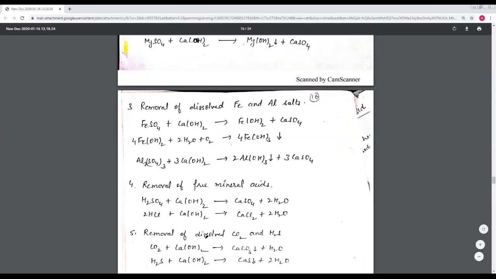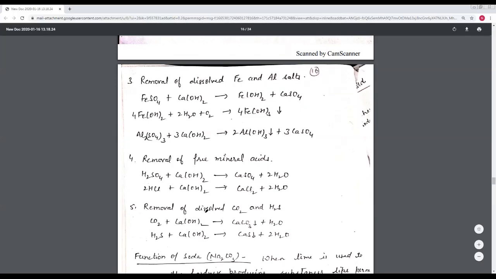This ferrous hydroxide, Fe(OH)2, is an unstable compound. So this ferrous hydroxide is further oxidized and converts into ferric hydroxide. This ferric hydroxide is the rust of iron, and it is stable. Another compound is aluminium. It is found in aluminum sulfate, and Al2(SO4)3 reacts with calcium hydroxide and gives aluminum hydroxide, which is found in the precipitated form. So here we can remove the precipitate of ferric hydroxide or aluminum hydroxide also.